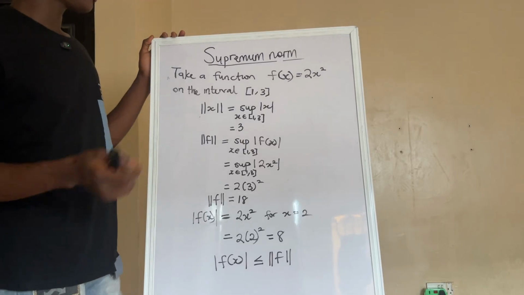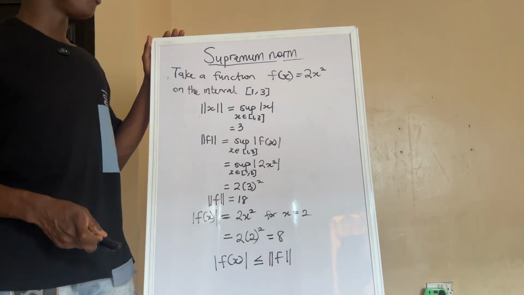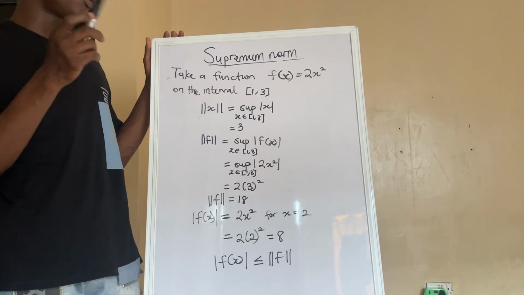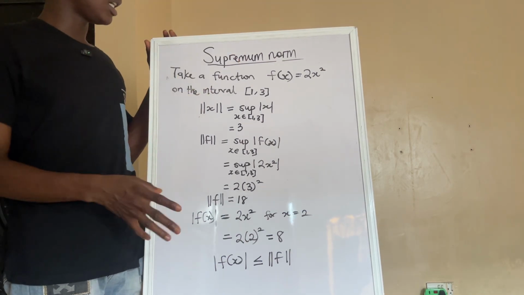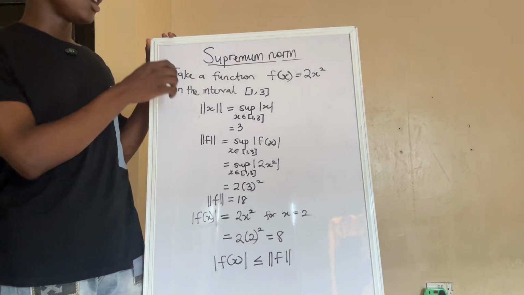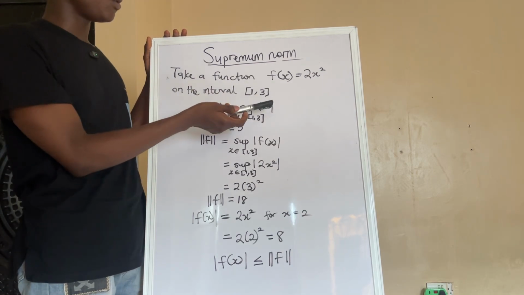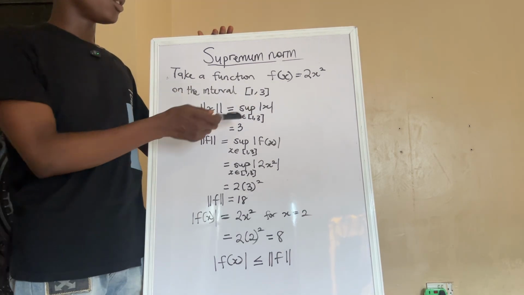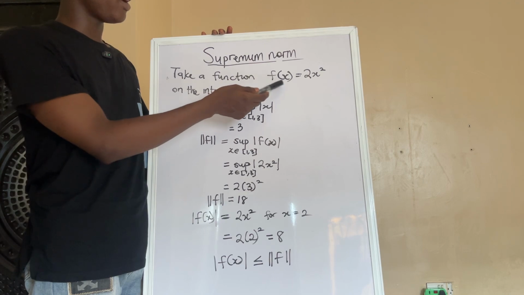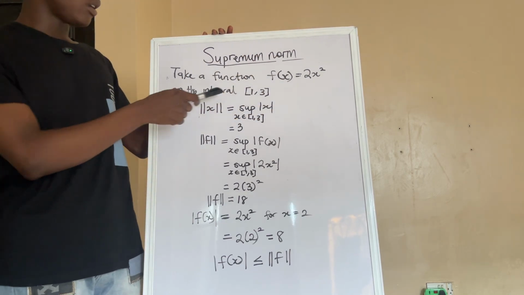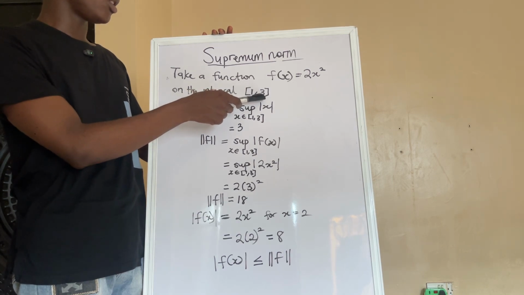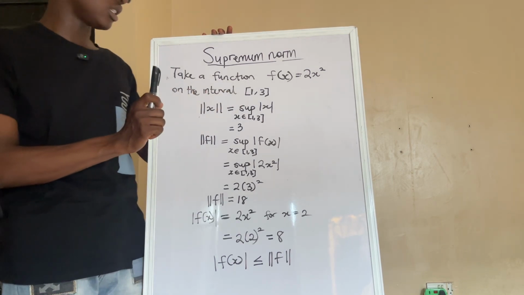In the practice questions, and to show boundedness generally, we make use of the supremum norm a lot. So I'm making this video to explain what the supremum norm is and how it works, using this simple example. I've defined the function f of x equal to 2x squared on the interval 1 to 3, and this is a closed interval. Let's note that as well.